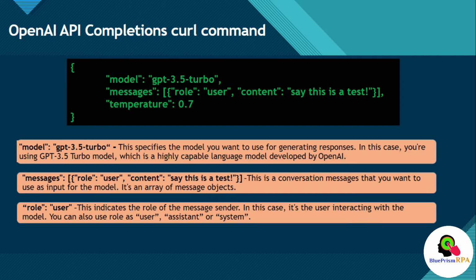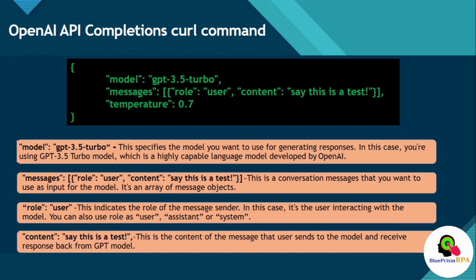Now we have role user. This indicates the role of the message sender. In this case, it's the user interacting with the model. So here the role is user, meaning we are saying that it is the user interacting with this GPT model. You can also use the role assistant or system. Now we have content, and then the value is say this is a test.